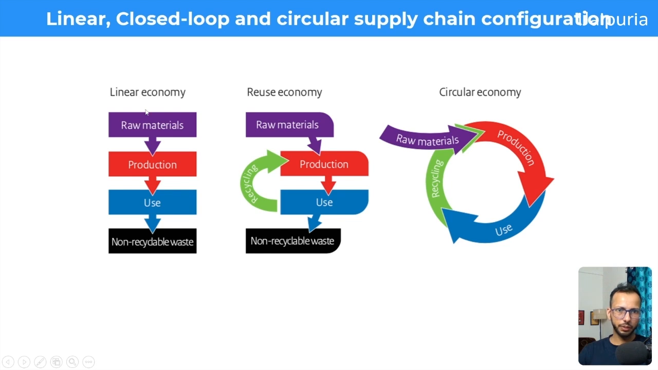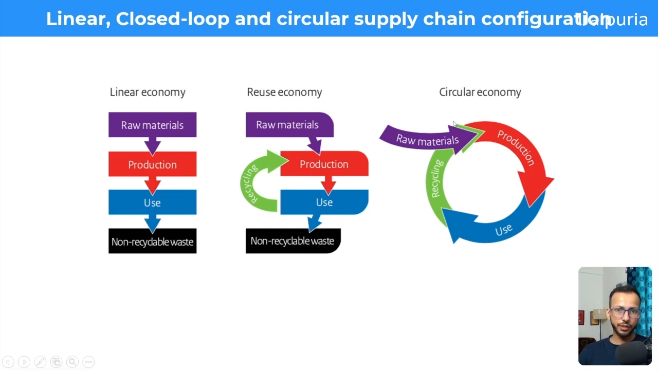That's your linear economy. Then you have your reuse economy, where you have your raw material, then your production, then your usage, and from usage it goes back to the production, and then again comes back to the usage, and finally you recycle it. A really good example is paper pulp. If you have a pure white paper, you normally use that specific paper once, and again it goes back for recycling, and then you basically make it non-recyclable waste.